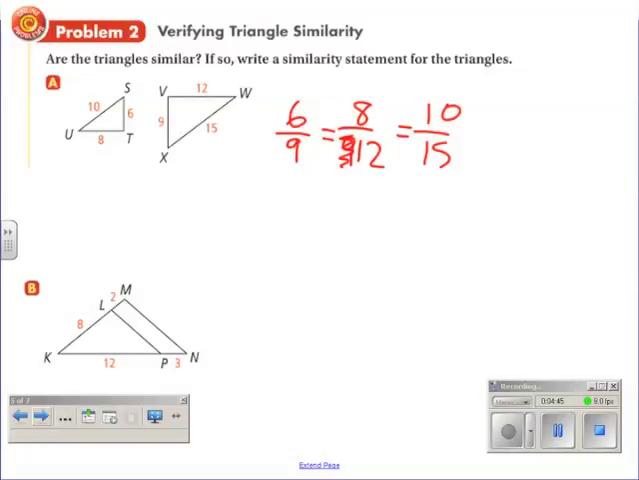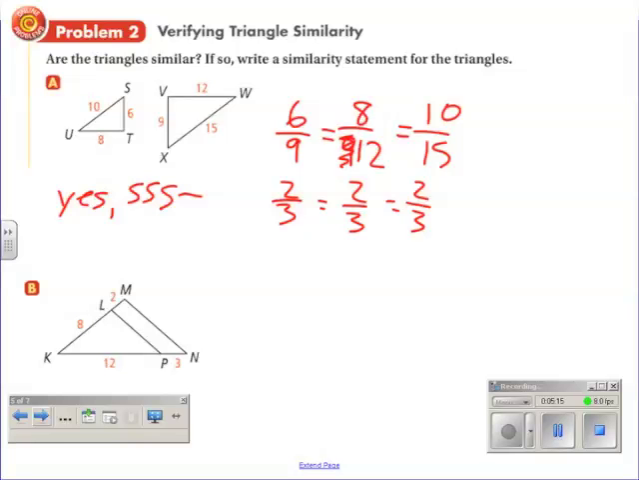So now we need to simplify these ratios to see whether they are in fact the same. And if you divide the first one by 3, you'll end up with 2/3. If you divide the second one by 4, you'll end up with 2/3. And if you divide the third one by 5, you will also end up with 2/3. So therefore, we would say yes, they are in fact similar by the side-side-side similarity postulate.